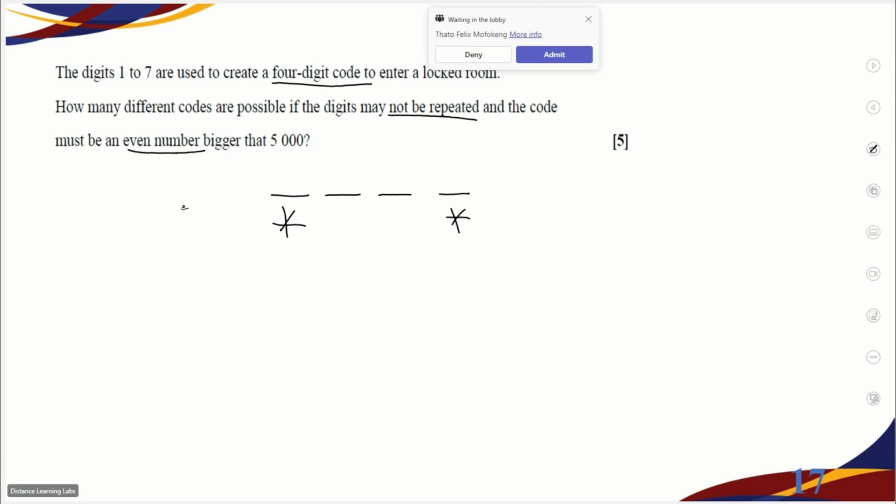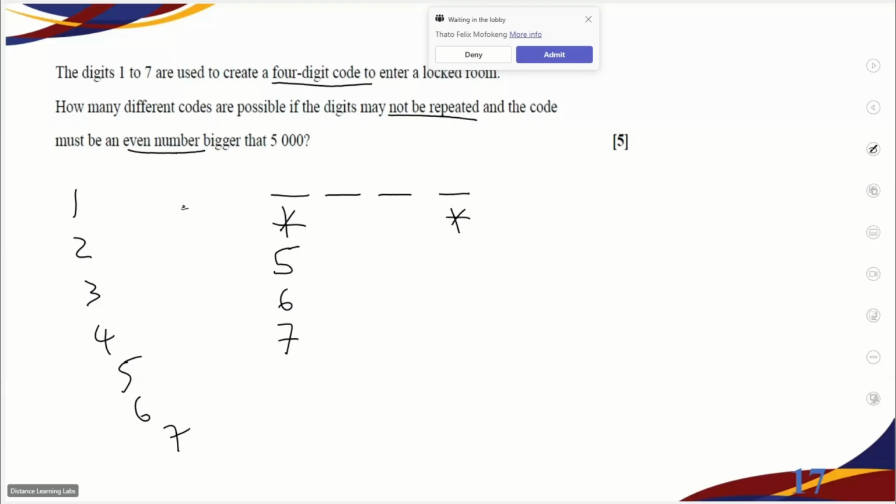Using the numbers 1, 2, 3, 4, 5, 6, and 7, if a number is bigger than 5,000, can that number start with 1? Any 4-digit number that starts with 1 is less than 5,000, meaning 1 can't start, 2 can't, 3 can't, 4 can't, but 5 can, meaning our position 1 can only be 5, 6, and 7. Any number that starts with 5 using the numbers that we have here would be greater than 5,000. 6 greater than 5,000. 7 greater than 5,000.